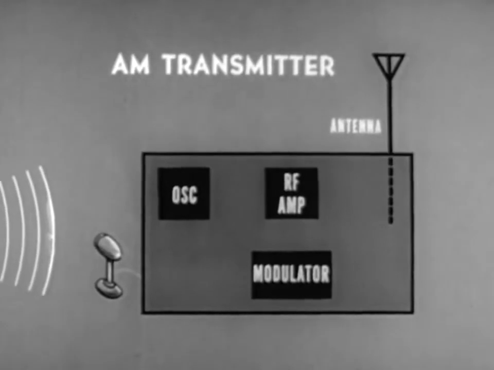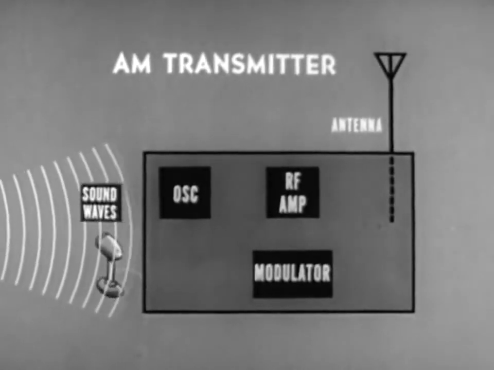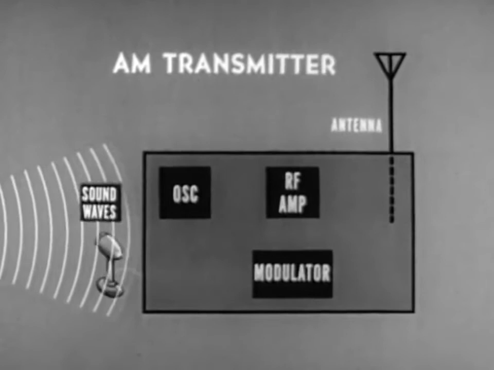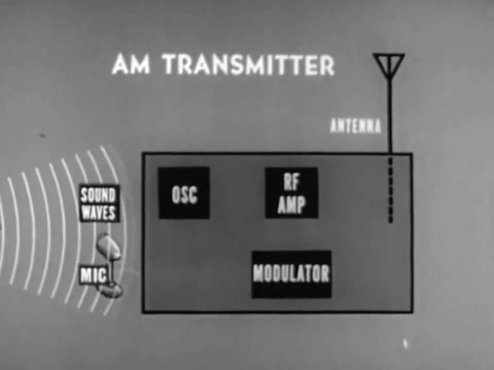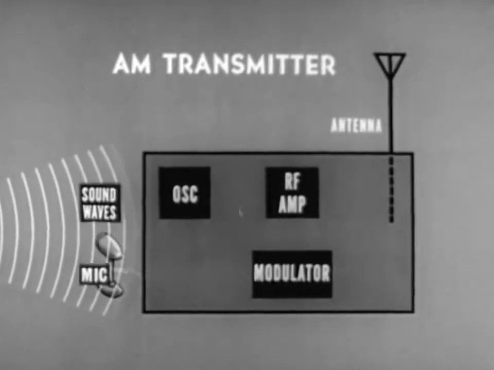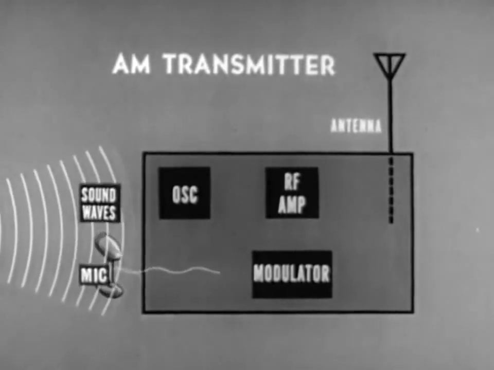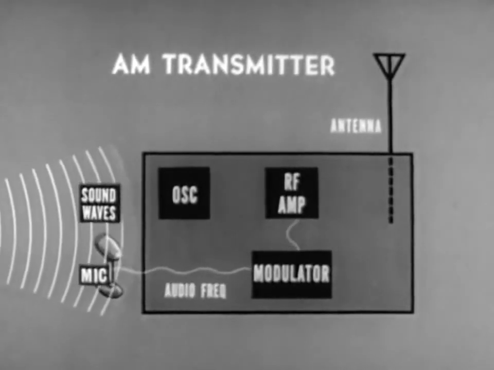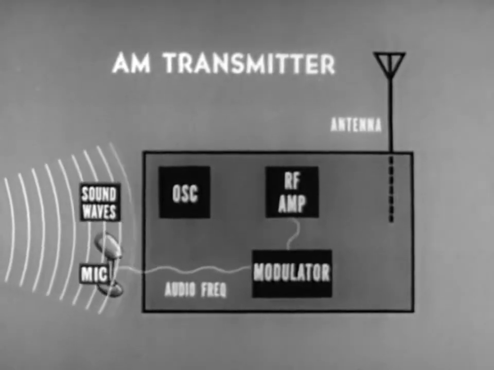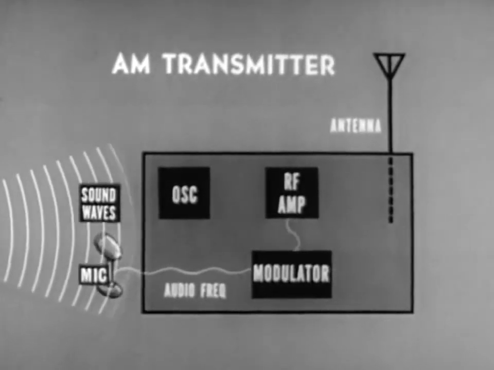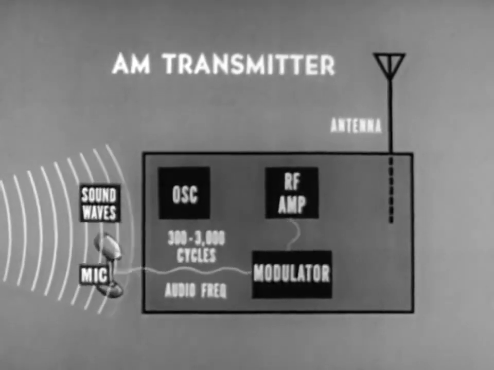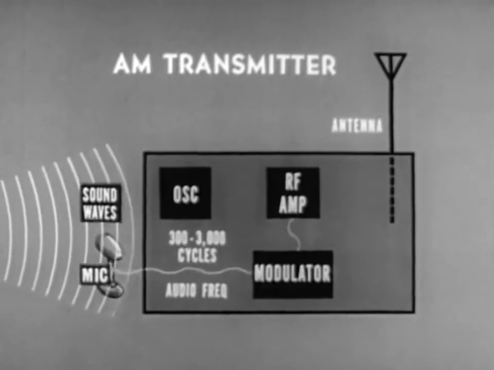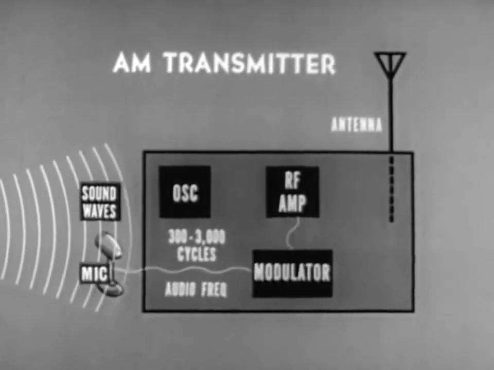The information or intelligence to be transmitted starts as sound waves which travel through air. The microphone picks up these waves and transforms them into electrical energy. Now the intelligence travels into the transmitter, taking the form of audio frequency voltages. Audio frequencies in military equipment generally fall within a range of from 300 to 3,000 cycles per second. However, it is not practical to transmit these audio frequencies directly.